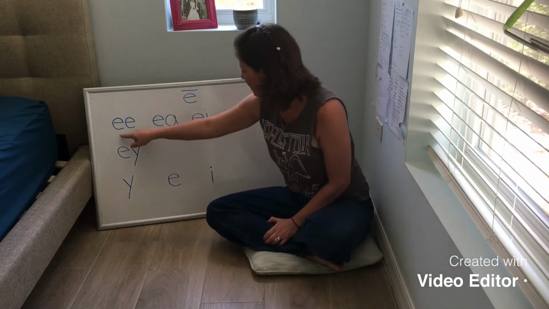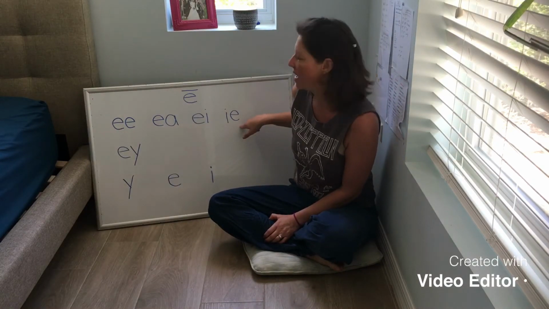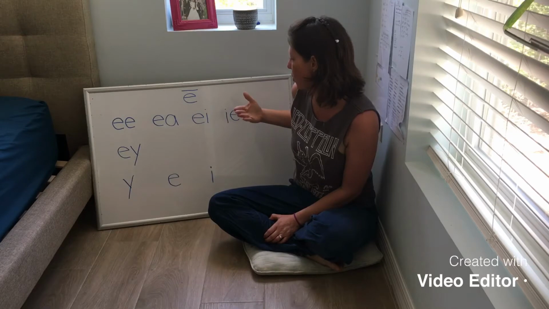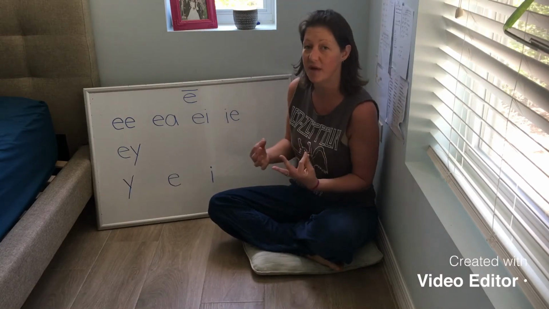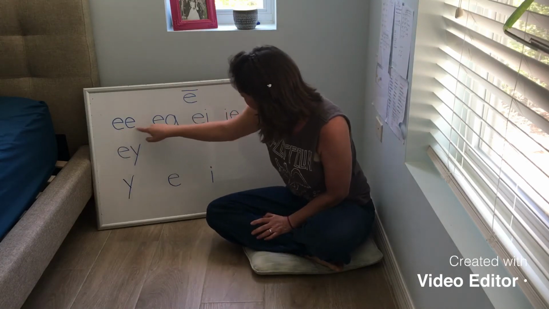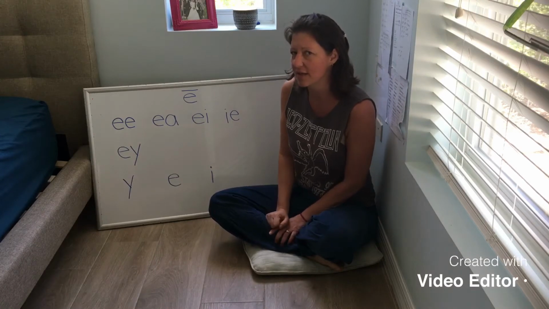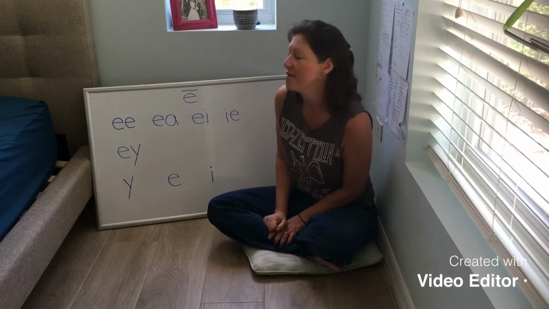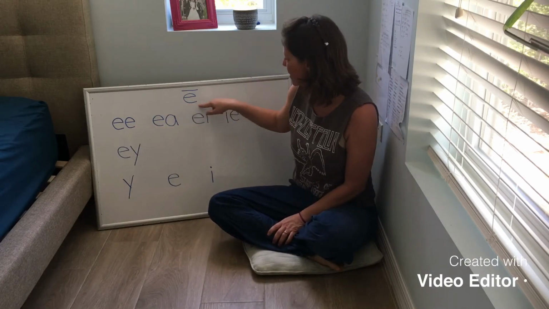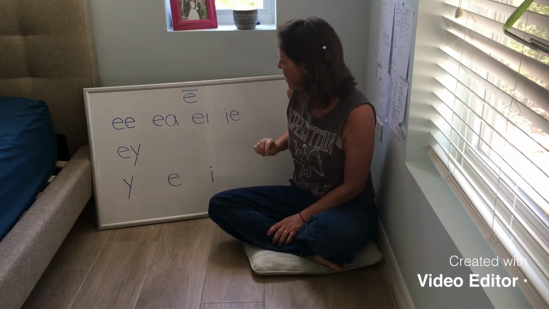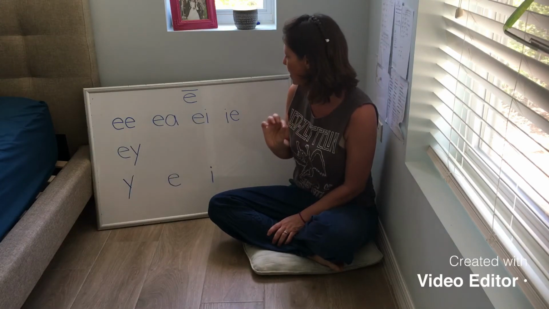So let's look at our first row of phonograms that make the sound E. What do you notice about these? Well, each of them are made up of two sounds, so there's something called a team. And each of these are made up of two sounds that are vowels or consonants. What do you think? You're right, vowels. So in our first row of phonograms that make the sound E, all of them are made from vowel teams that come together to spell the sound E.